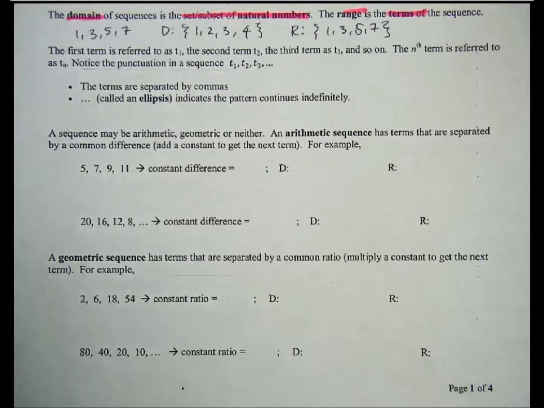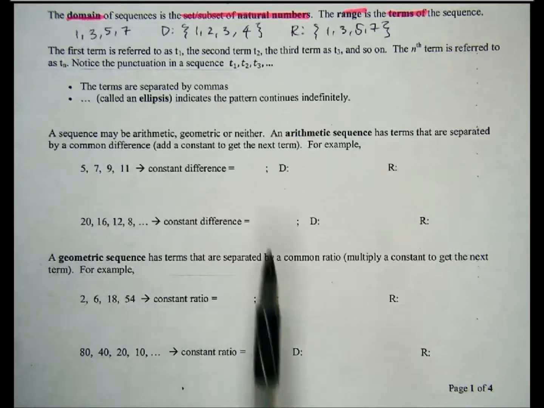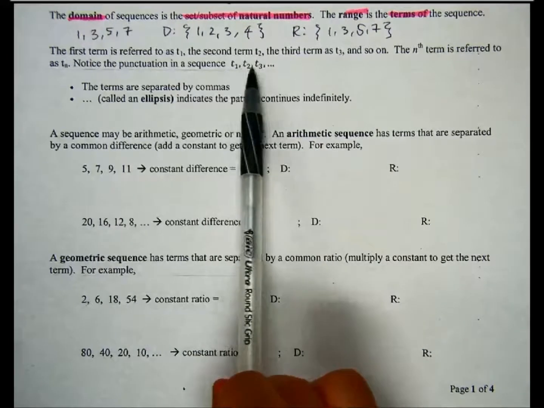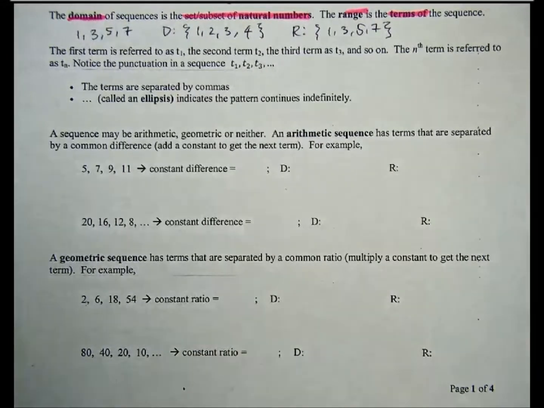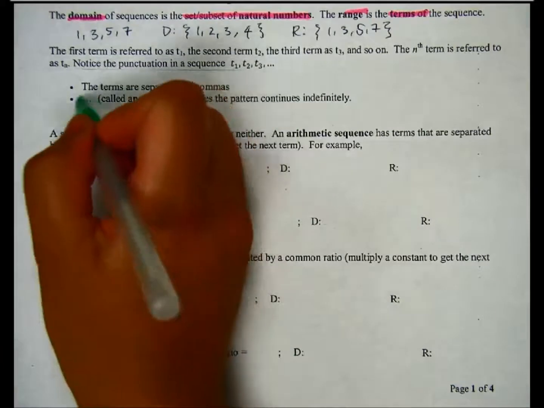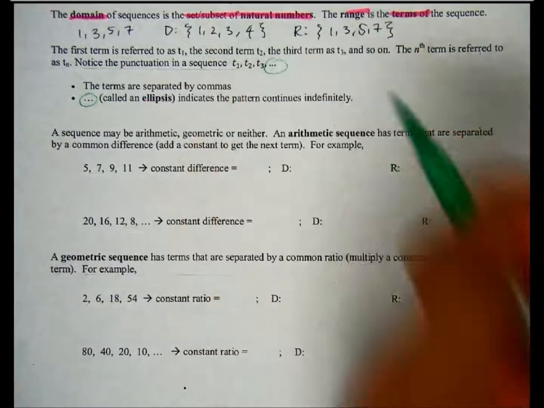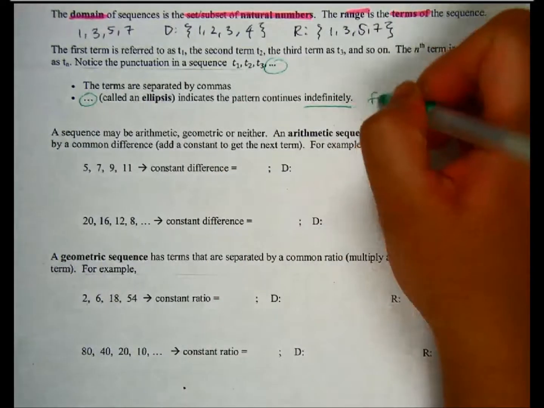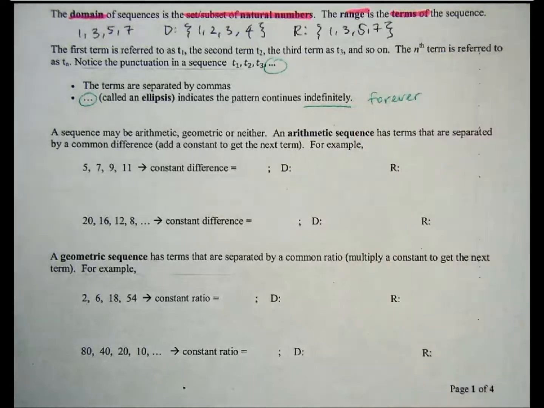Some notes about conventions. The first term in a sequence is referred to as T1, the second term T2, so on and so forth. So the little subscript tells us what term number we're talking about. The nth term would be referred to as T subscript n. If you notice the punctuation in the sequence, the terms are separated by commas. And right over here, the dot, dot, dot, called an ellipsis, tells us that the pattern continues indefinitely or forever.